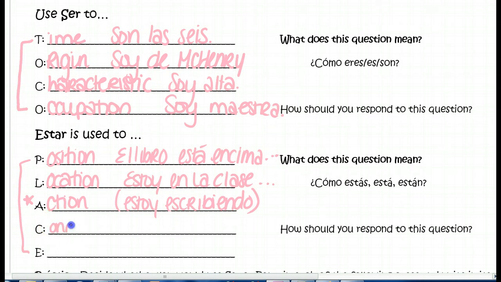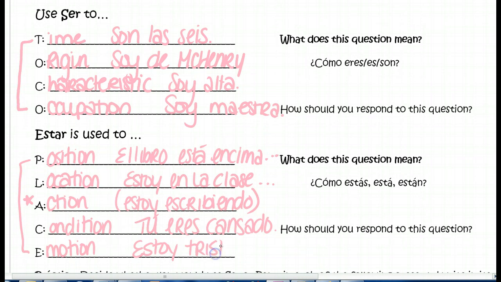C stands for condition, and a condition is something like maybe sick or tired. So you might say, tú eres cansado. And then finally, the E stands for emotion. Estoy triste. And if you take a look up at the last one, I actually made a mistake. This eres here should actually be estás. Not sure why I wrote that incorrectly.